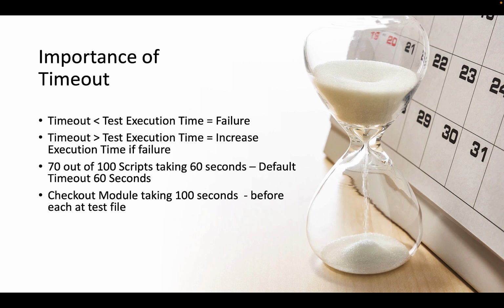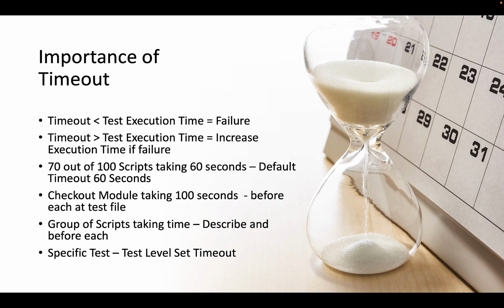Or if a checkout module or file takes 100 seconds, it is better to place it in before each of that spec file. You can also group test cases in describe and use timeout in before each for them. Now in a specific test, if it is taking 120 seconds or 150 seconds, it is better not to implement it at default module or group level. Use it for that particular test case.